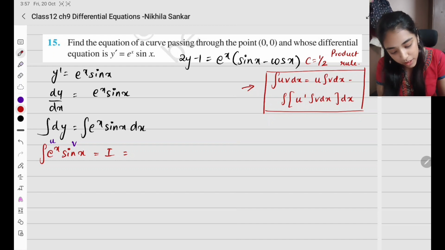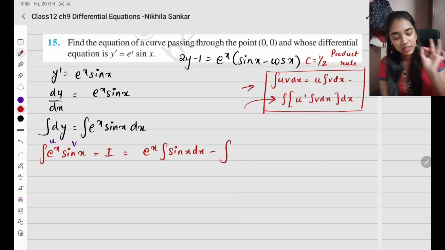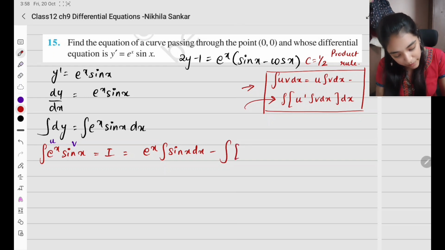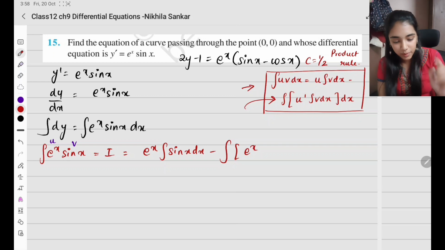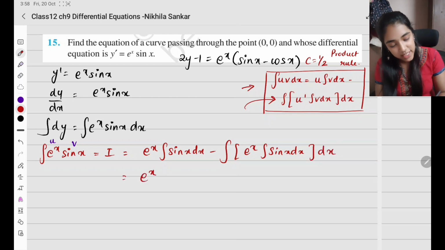Now what is the next step? Integral of uv is u times the integral of v dx minus the integral of, substituting in the formula, u is e to the x, integral of sin x dx minus. Write u and v correctly and keep substituting in the formula. Open the bracket, u dash, which is the derivative of e to the x, e to the x. Write it as it is. Integral of v dx, sin x dx, close the bracket dx. Now what do we have here? e to the x, and the integral of sin x is minus cos x.